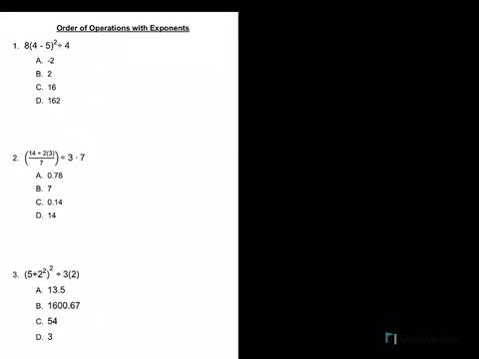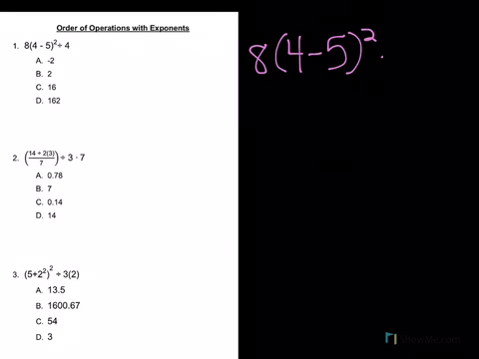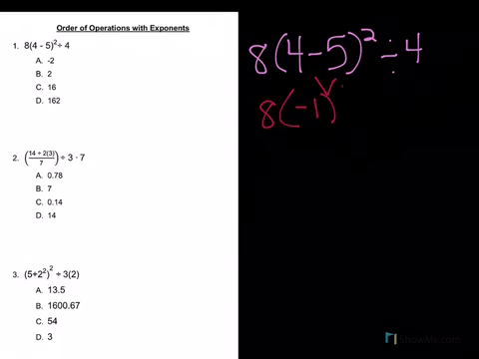So let's start with number 1. So we have 8 times 4 minus 5 squared divided by 4. So the first step is we are going to do everything inside the parentheses. So we're going to do 8, and then 4 minus 5 is -1, and bring everything down.